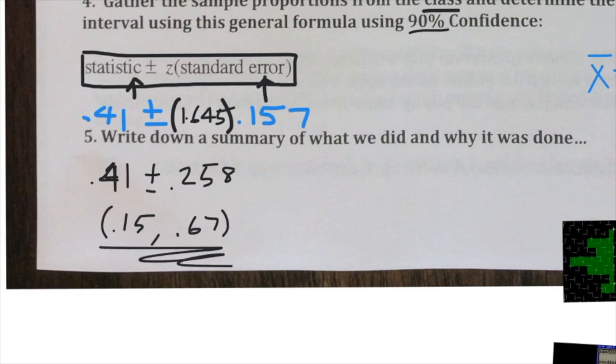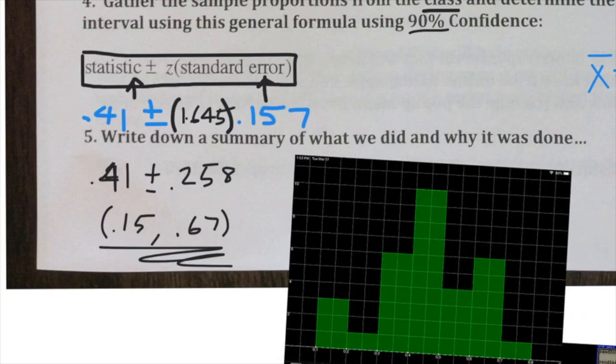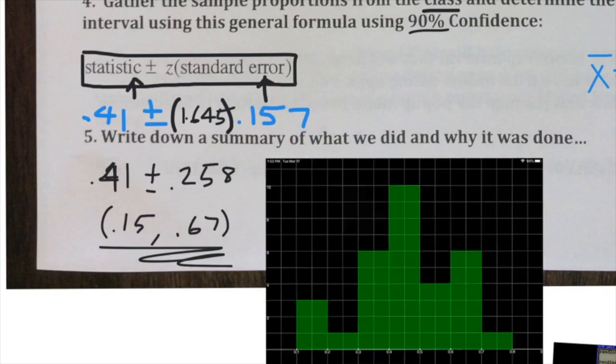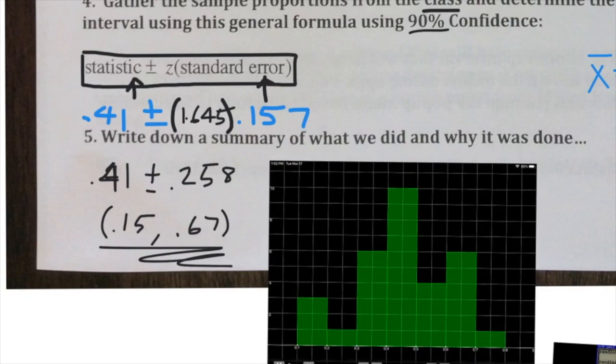So in question number 5, it asks you to write down a summary of what we did and why it was done. So we created Bootstrap samples from an initial sample, and we did that over and over again, over 30 times, to create what appears to be a graph that is approaching a normal curve.